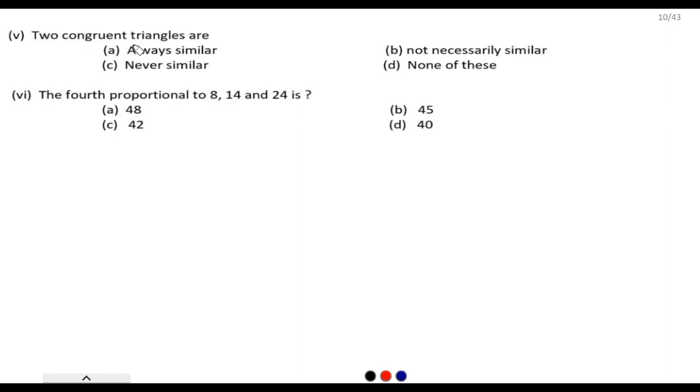Next, two congruent triangles are. Congruent means all the sides are equal and all the angles are equal. Then these two triangles will be definitely similar. Means if two triangles are congruent, then they will always be similar. Option A is the right option.